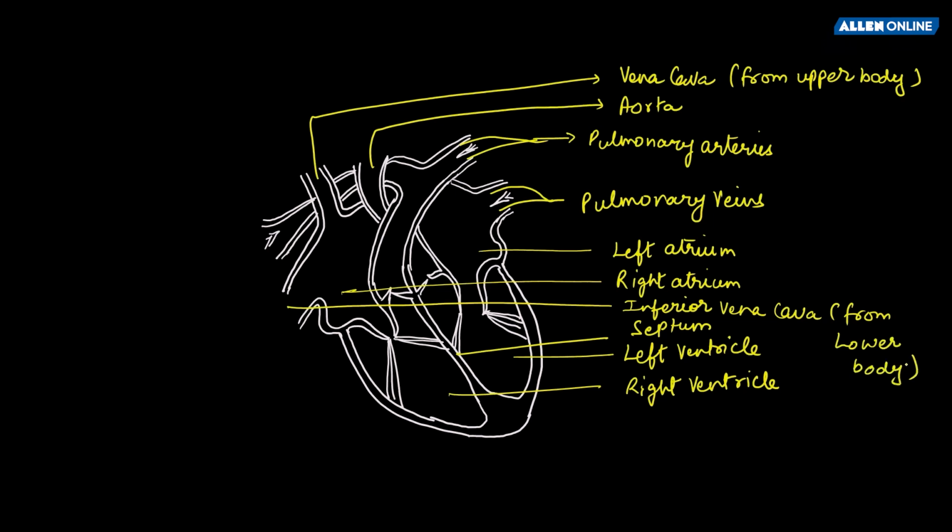So like this we will complete the labeling, and this is how we are going to draw the human heart. Now at the bottom we are going to mention the name of the figure. It is the human heart, and you can underline it like this. Okay, so with that we complete with the human heart.